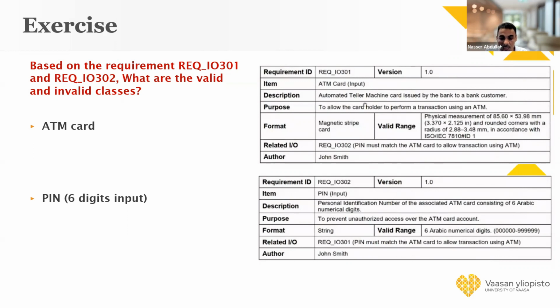So how can we test the ATM card in partition testing? How can we divide the range of the types of ATM cards into valid and invalid partitions? If I told you we need the partition now, what are the valid and invalid partitions for the ATM card? Guys, what's the answer?